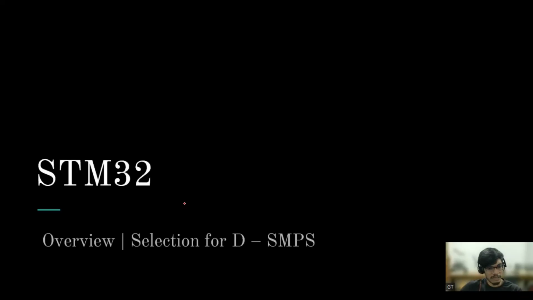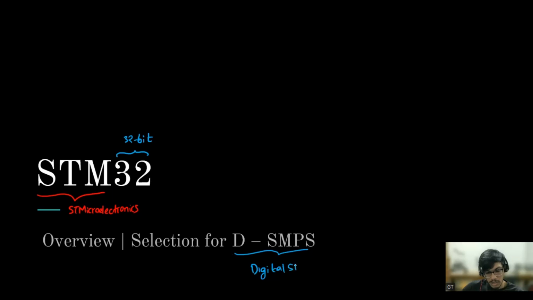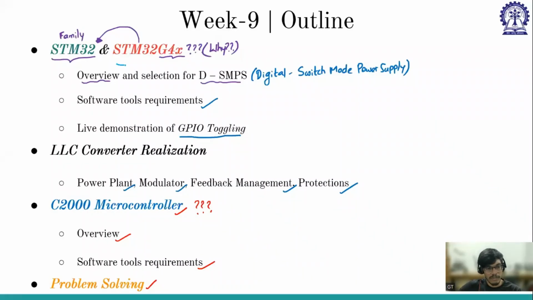So we'll start with STM32. STM32 is from ST Microelectronics, and 32 is because it is a 32-bit microcontroller. We'll discuss its overview as well as digital switch mode power supply. We'll discuss STM32 and then STM32G4X, and why we have selected it.